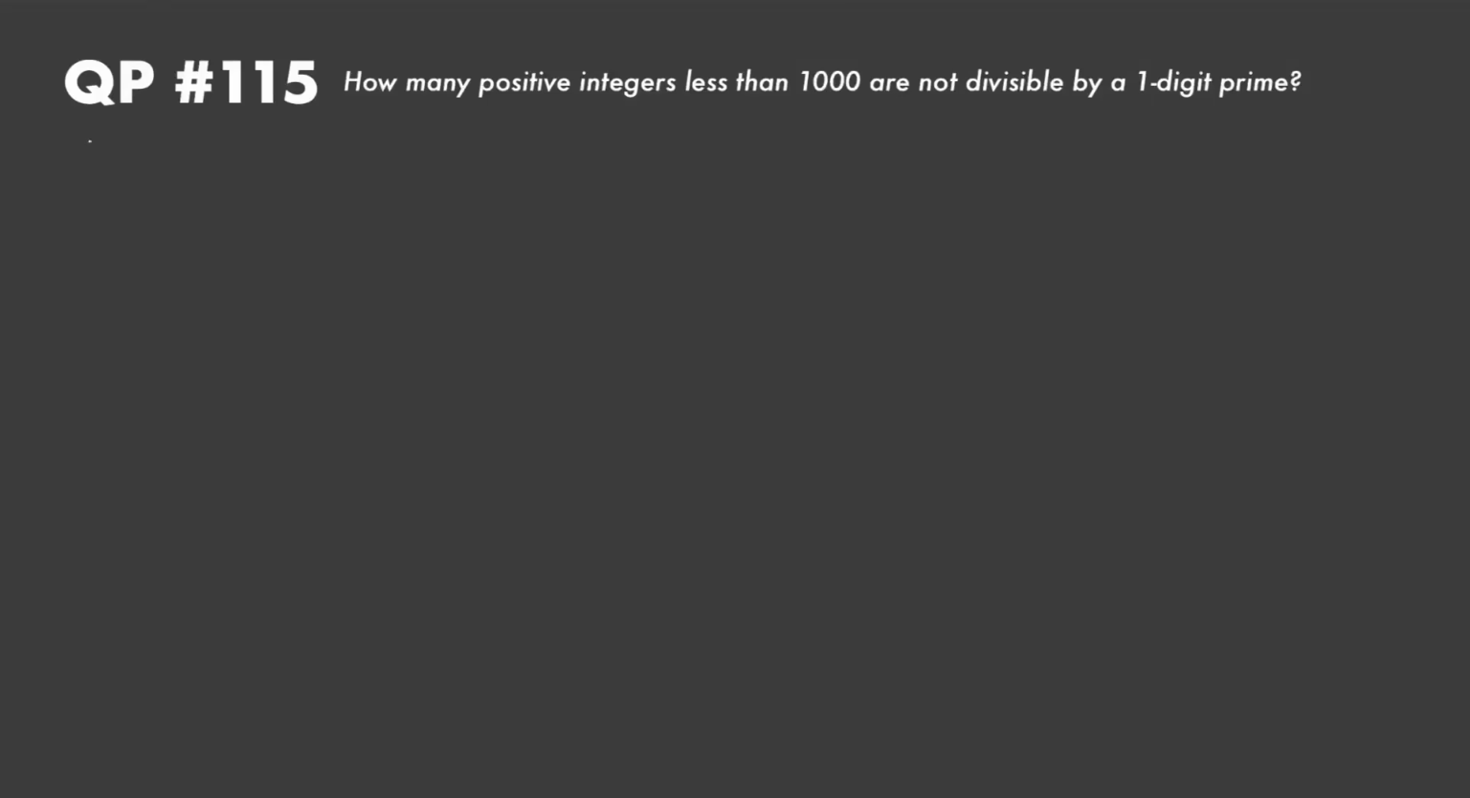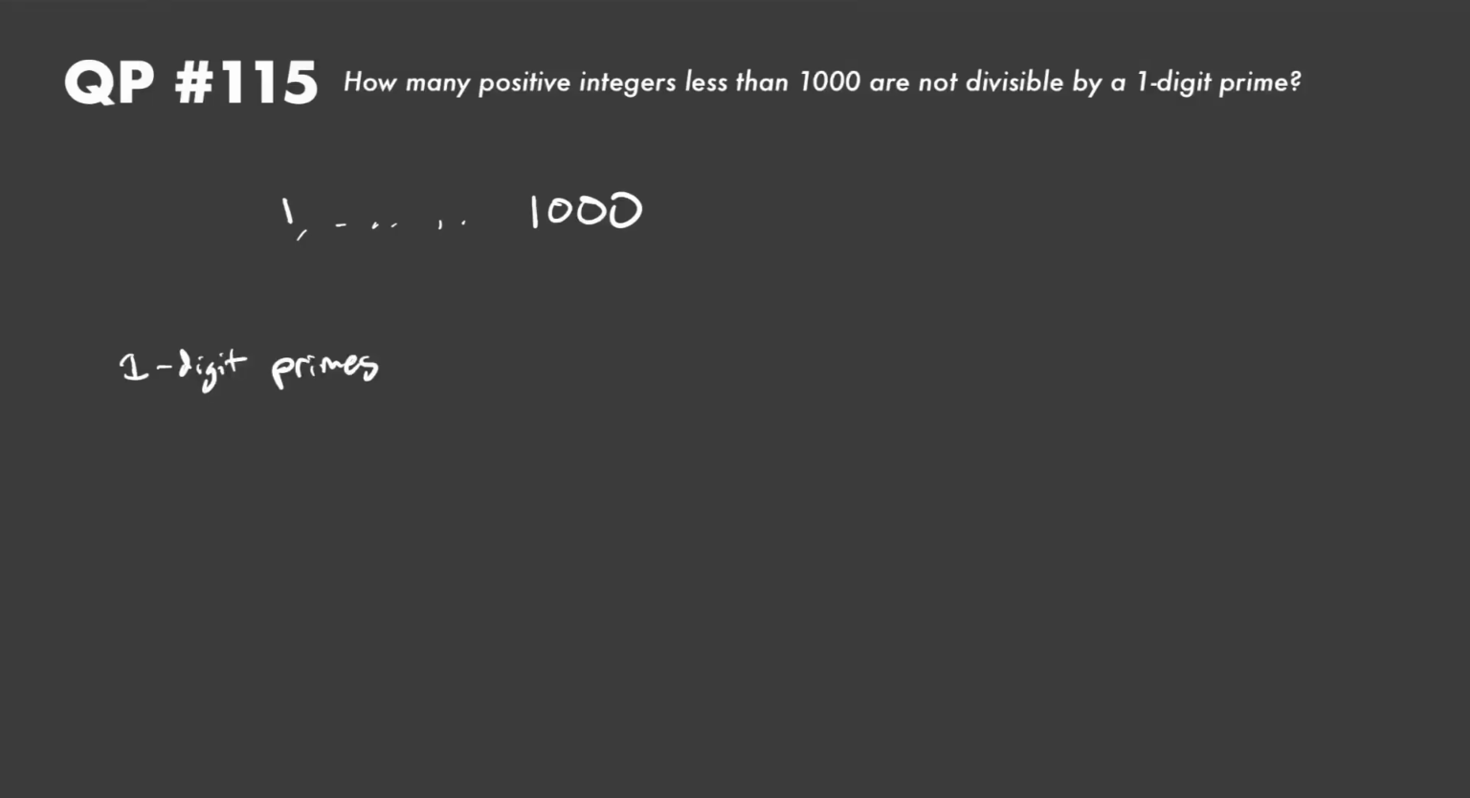Hello everyone, today let's take a look at QP115, asking us how many positive integers less than 1000 are not divisible by a one-digit prime. So obviously we have 1000 numbers, we start at 1 and go all the way up to 1000. We have 1000 numbers between 1 and 1000.